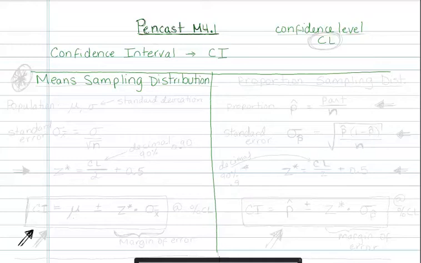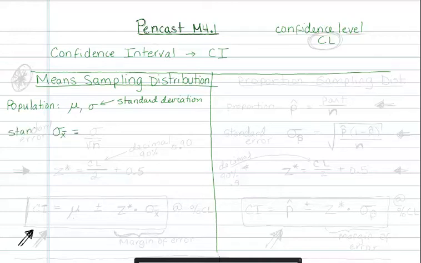Okay, so for a mean sampling distribution, you're going to need your population, which will have a mu and a sigma. Remember, that's your standard deviation. But your sampling distribution is going to have that mu, the same thing, and then sigma sub x bar. To calculate the confidence interval for the mean, you're going to need to calculate 3 things. You're going to have to calculate your sigma x bar, which is your standard error.